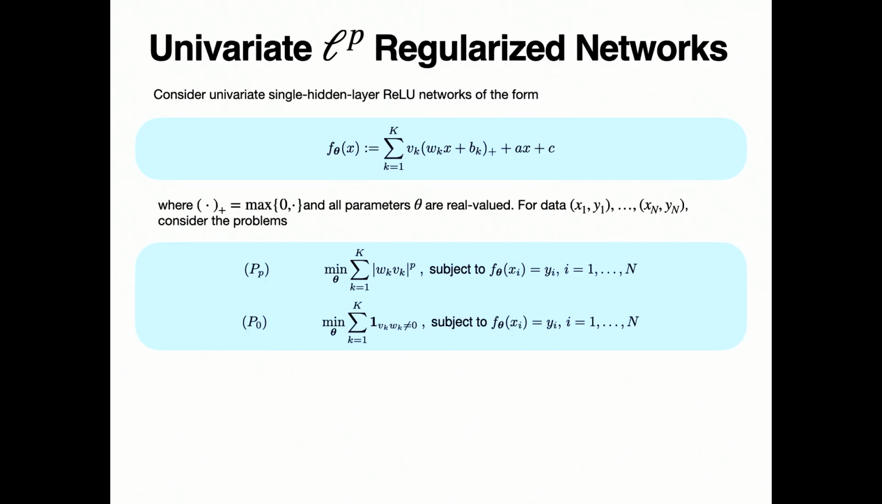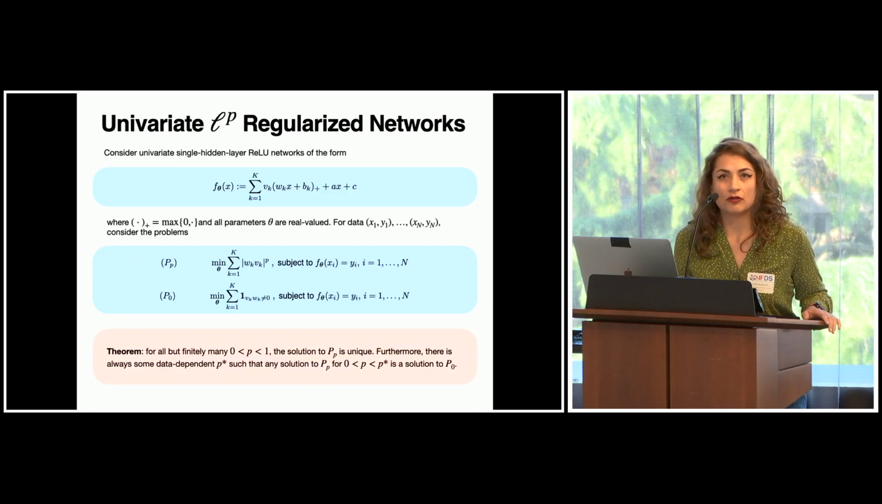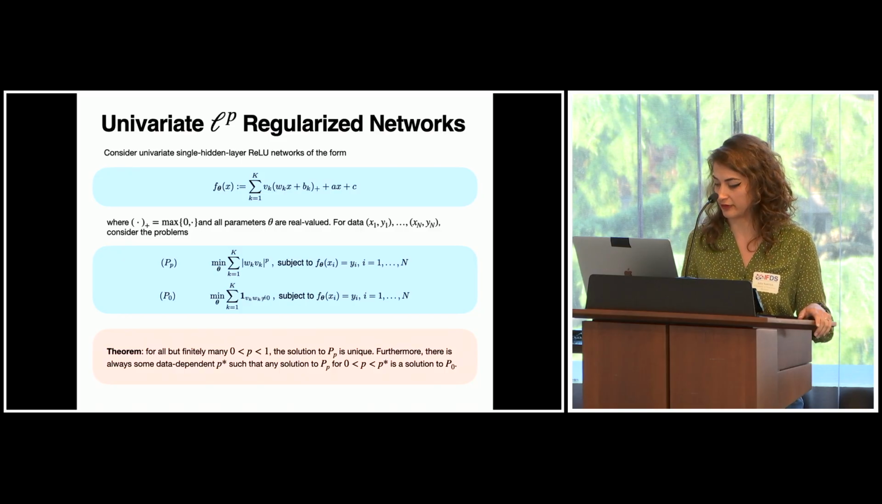The limit of that objective as p goes down to 0 is just the count of which of those products are non-zero. That's the same as counting which of the neurons in the network are active, or basically non-trivial. So the first thing we have is a theorem which says that there is some threshold, p star, which is data dependent, such that if p is smaller than that threshold, solving the first problem will always give you a solution to the second problem. Also, solutions to the first problem are unique for all but finitely many p between 0 and 1.